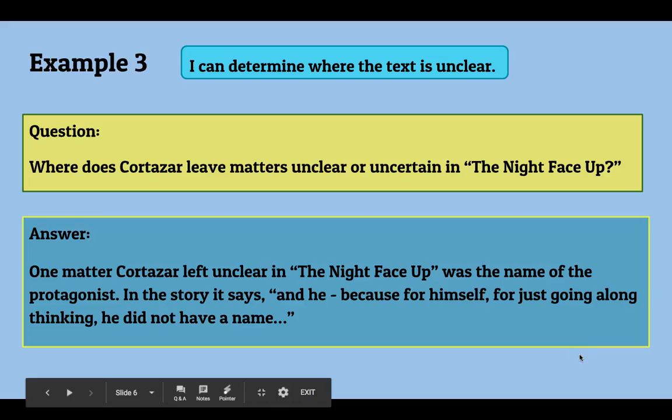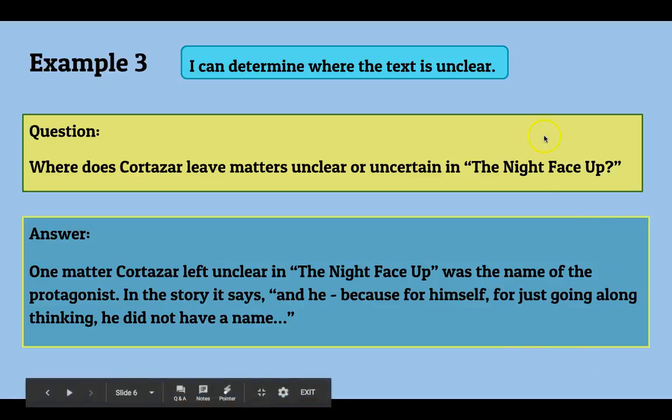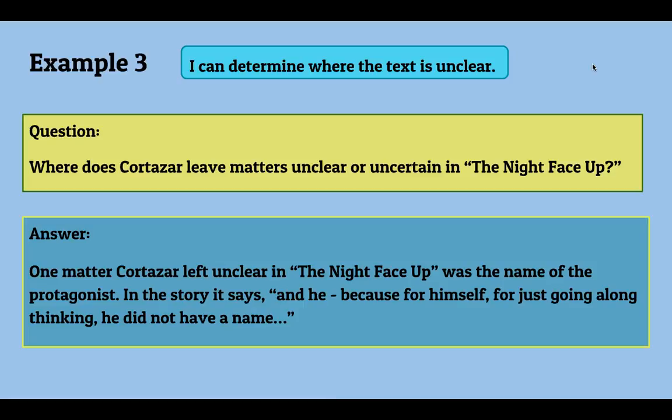Let's move on to this last example. In this one, I'm only going to assess the juniors and seniors, but if you are a freshman or a sophomore, I think you could handle this too. This is too easy. All you have to do is determine where the text is unclear. I think that's kind of subjective anyway, so a lot of this could be your own opinion, as long as you can back it up well with what the text says.